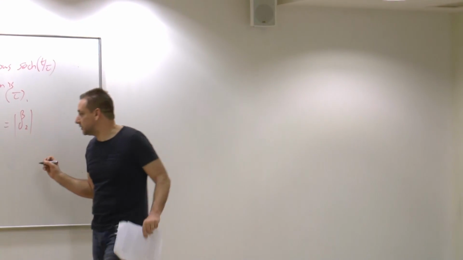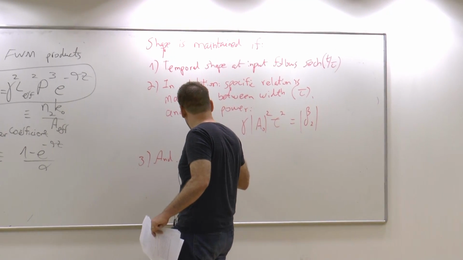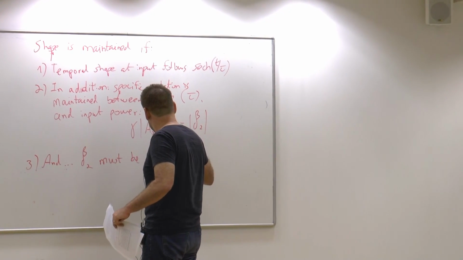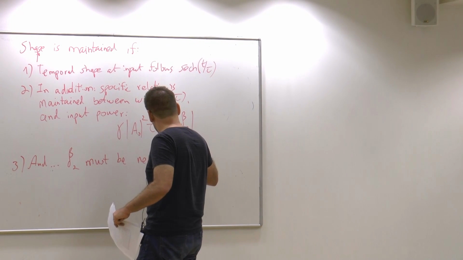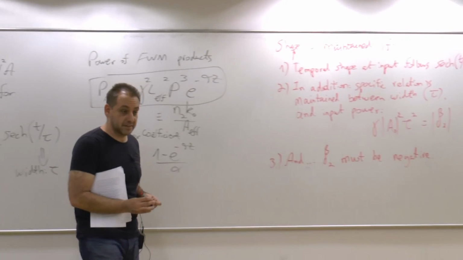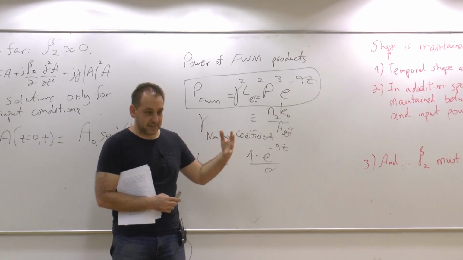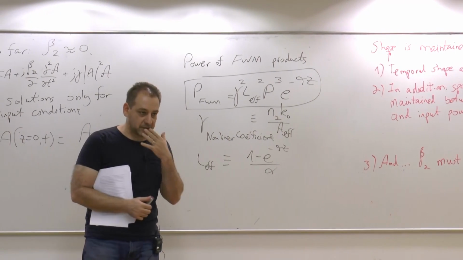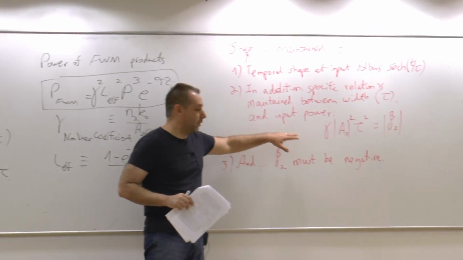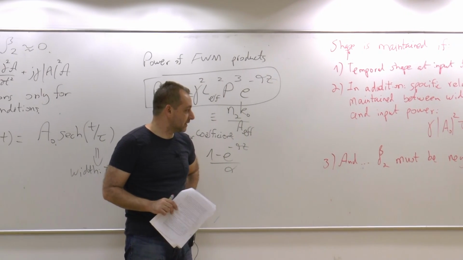One last thing before I stop for questions, and this is not enough. Beta 2 must be negative. Dispersion can be a positive or negative coefficient. It tells you if the velocity of the red is faster than the blue or the other way around. Both situations can happen, but the soliton is a valid solution only if the beta 2 coefficient is a negative one. It so happens. Yes, questions?